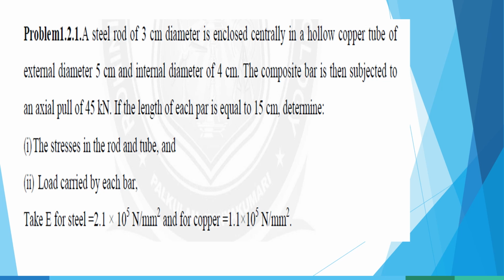Then one example: a steel rod of 3 cm diameter is enclosed centrally in a hollow copper tube of external diameter 5 cm and internal diameter of 4 cm. The composite bar is then subjected to an axial pull of 45 kN. If the length of each bar is equal to 15 cm, determine first, the stress in the rod and tube, and second, the load carried by each bar. Take E for steel as 2.1 × 10^5 Newton per mm squared, and for copper E as 1.1 × 10^5 Newton per mm squared.